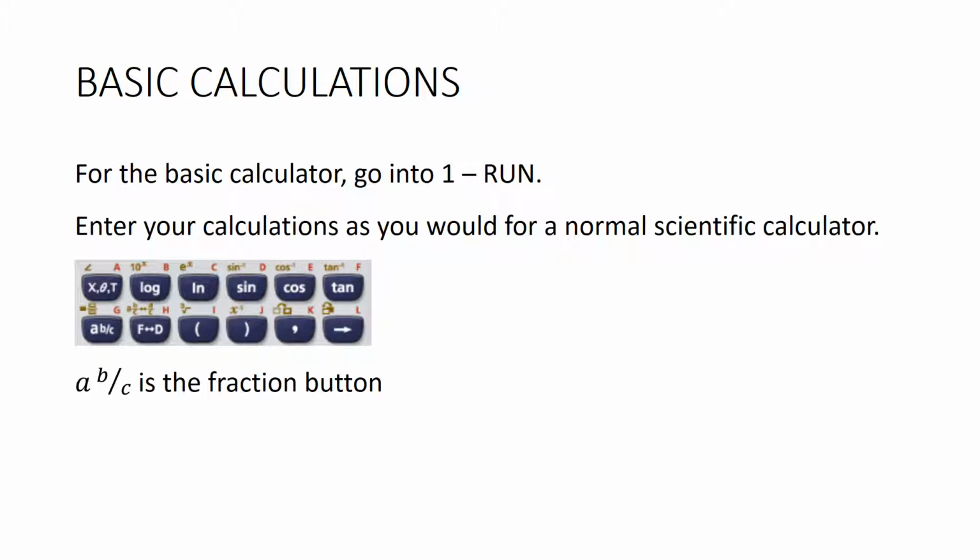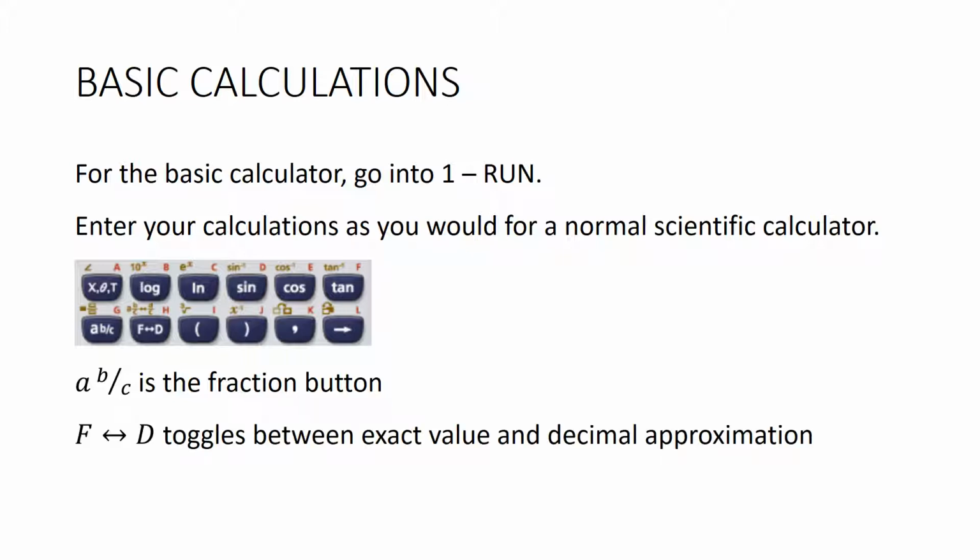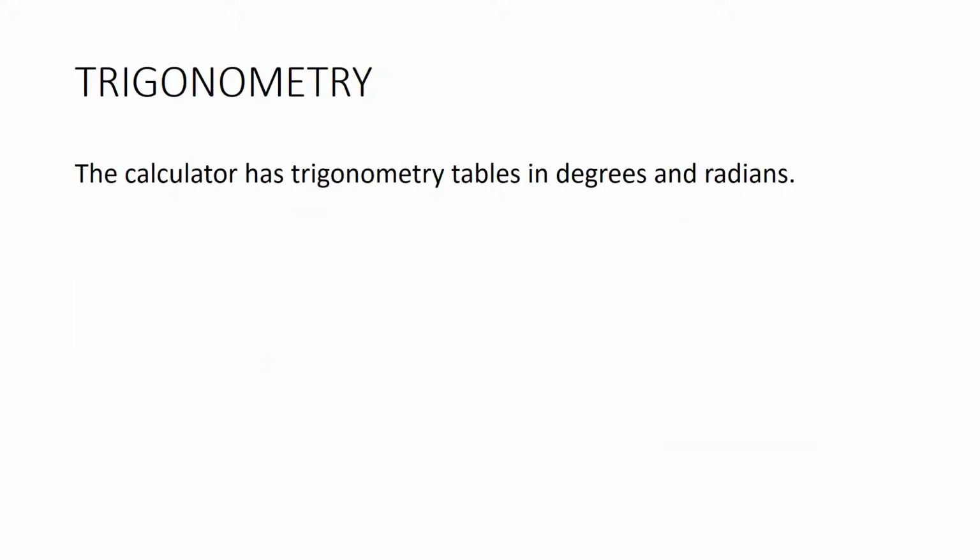The ABC is the fraction button, so you hit it, and then you can enter your fraction. And F to D, which is this one here, toggles between exact value and decimal approximation. So it will actually simplify surds for you and give you the surd exact value. And then if you hit that button, it'll take you to decimal as well. So it's quite a useful button, that one.